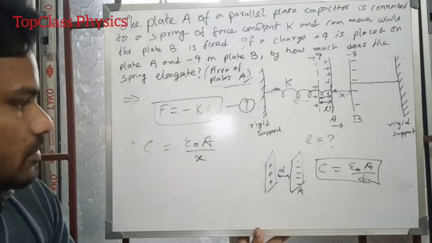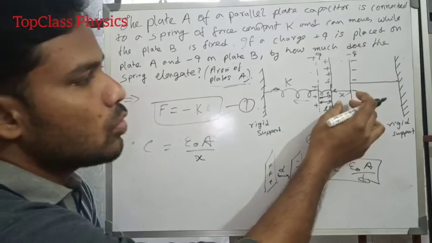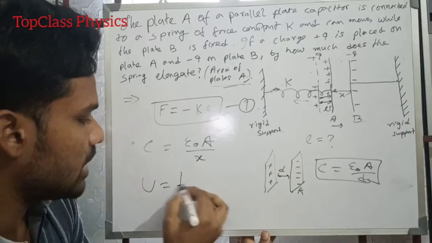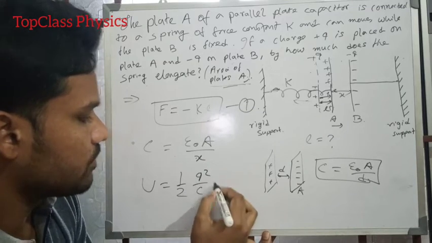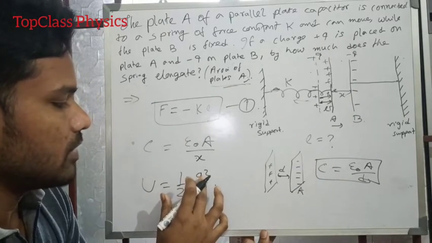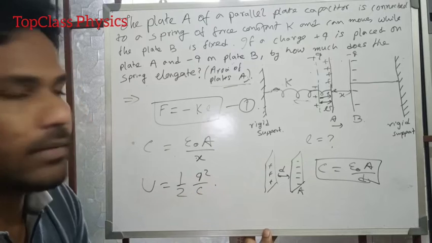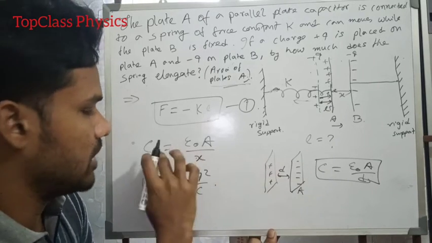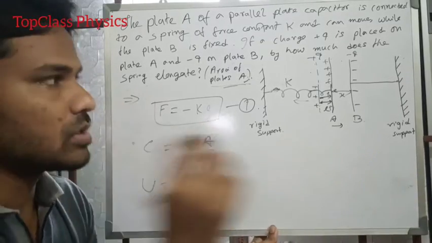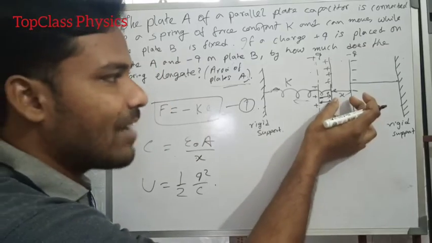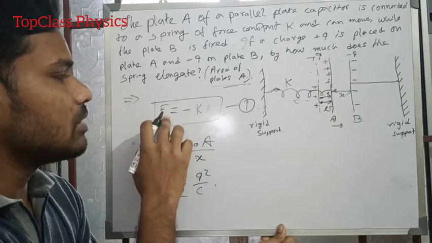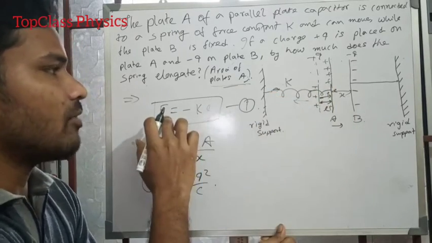Clear? Now calculate the energy stored by these plates. Energy stored, U. What is the value of U? That is half Q squared by C, where Q is the magnitude of the charge on a plate and C is the capacitance. Why is it needed? Because I have to find the electrostatic force between these two plates, and this force will equal the spring force. This force is due to the spring, because the spring is elongated.